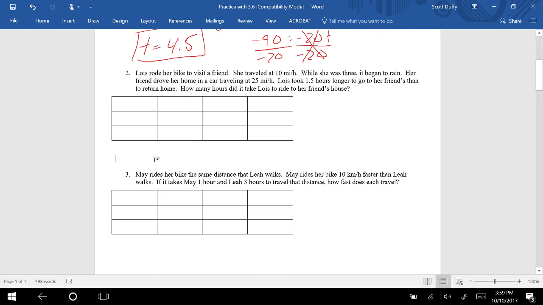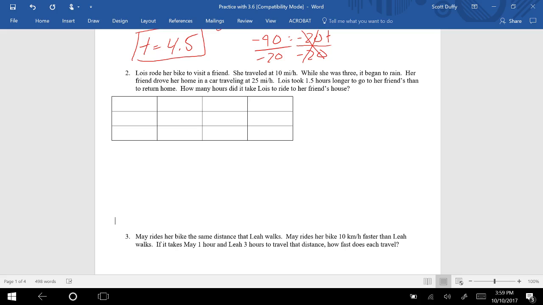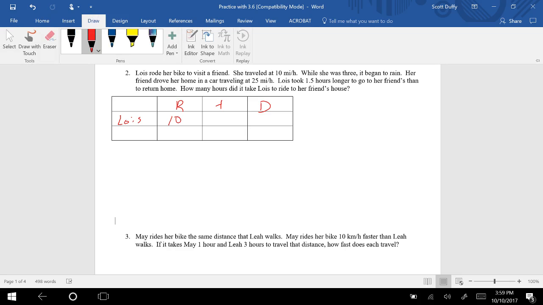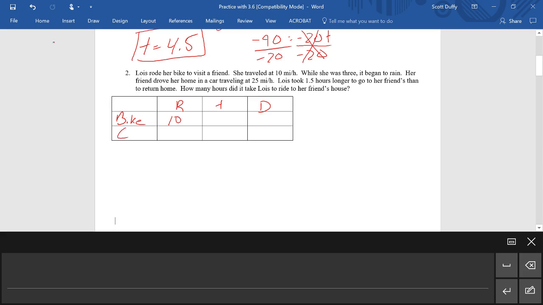Number 2, Lois rode her bike to visit a friend. She traveled at 10 miles per hour. So I'm going to say Lois, rate, time, distance. She traveled at 10 miles per hour while she was on the bike. Okay, so basically it began to rain, so her friend drove her back home. So I'm going to say, actually, instead of Lois, we're going to call that going by bike. And then on the way home, it's going to be a car.